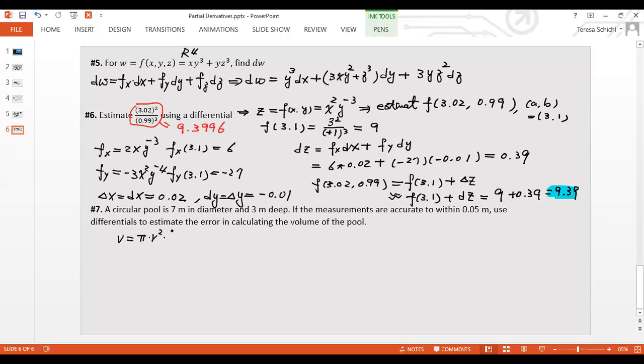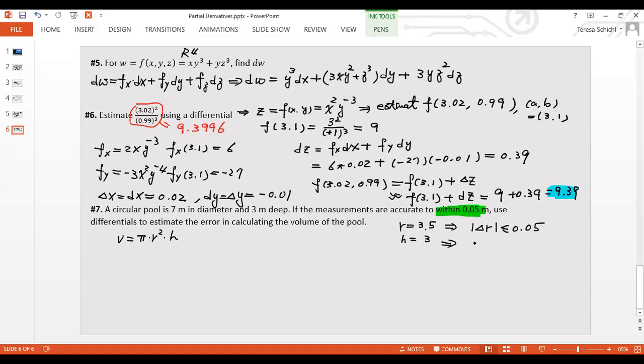So first, the volume V equals pi r squared h. R is 3.5 and h is 3. Because when I'm measuring it, my measurements have an error within 0.05 meters. What does that mean? Whenever I measure r, my delta r could be plus or minus 0.05, because sometimes I will read a little more, sometimes a little less.